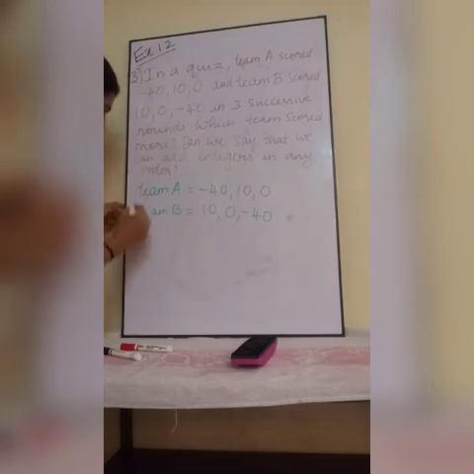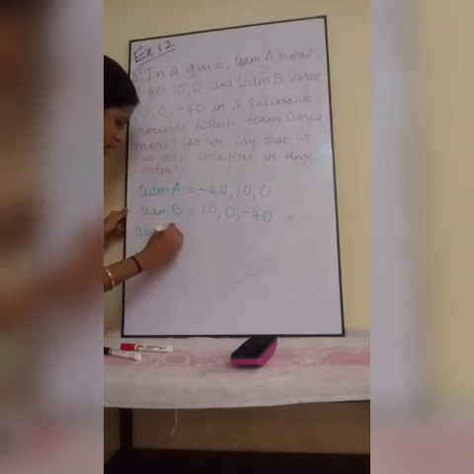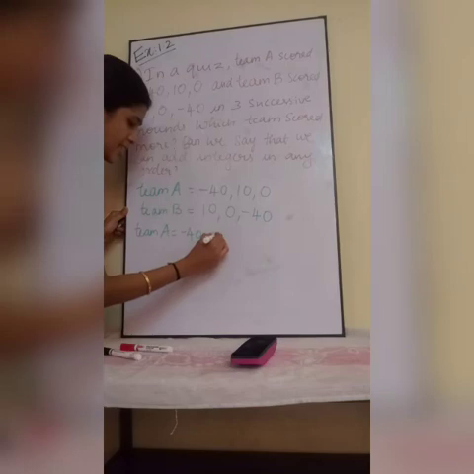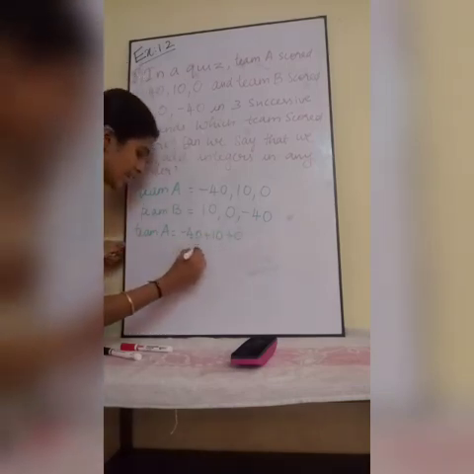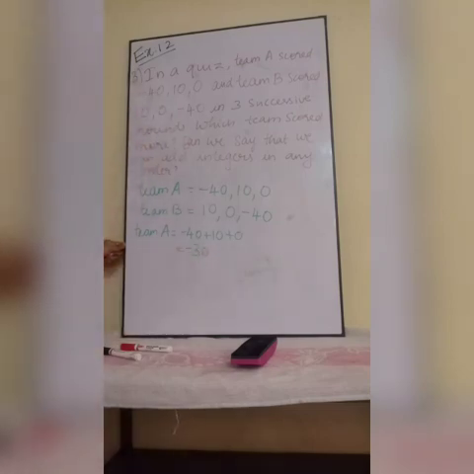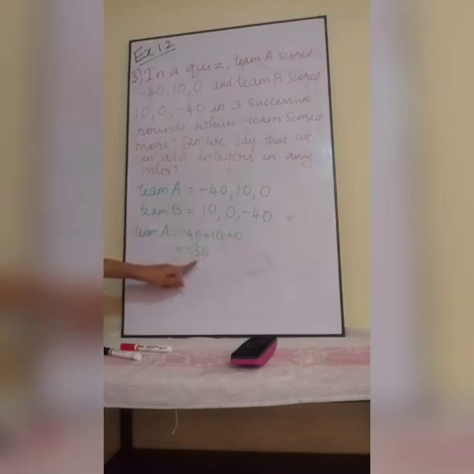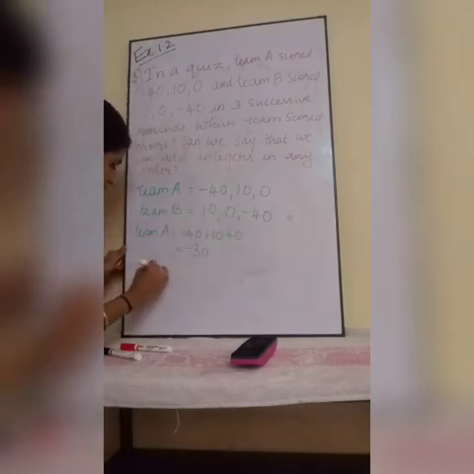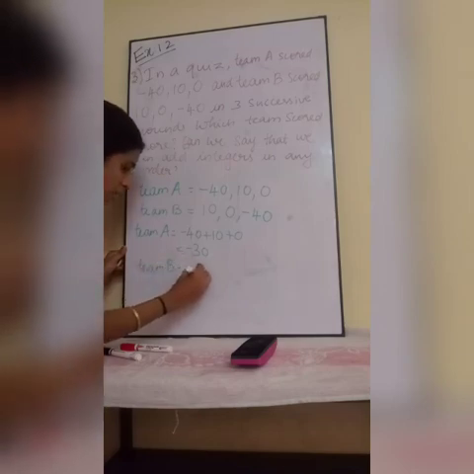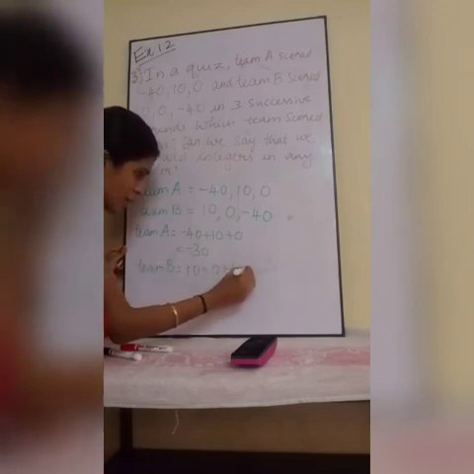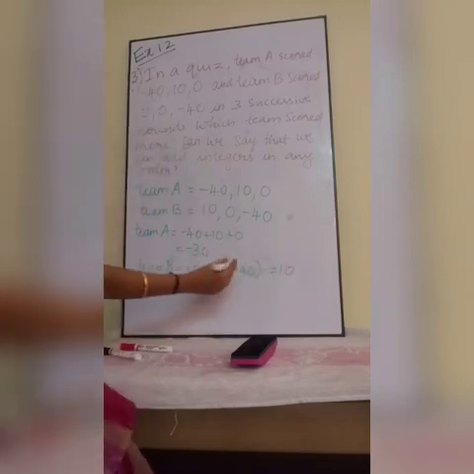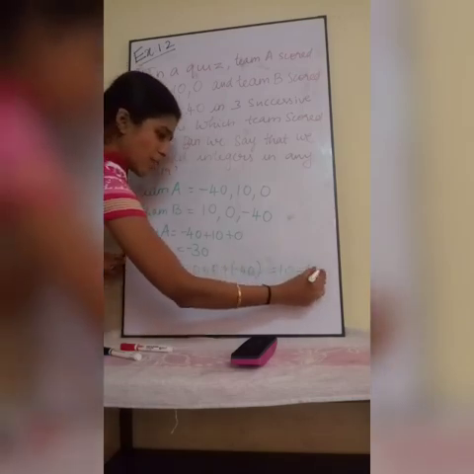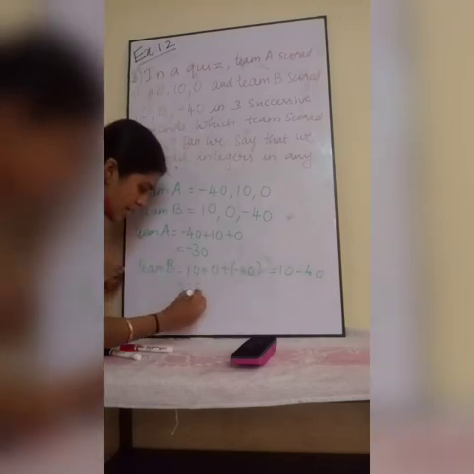Right. So now I am going to add Team A. Minus 40 plus 10 plus 0. Minus 40 plus 10 is minus 30. Minus 30 plus 0 is minus 30. Next, Team B: 10 plus 0 plus minus 40. 10 plus 0 is 10, and 10 plus minus 40 is minus 30.